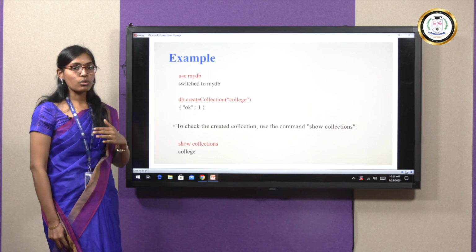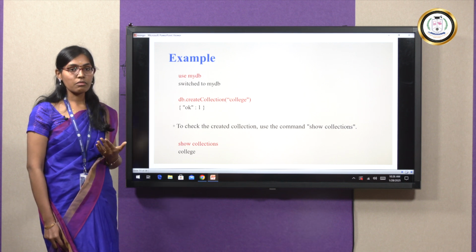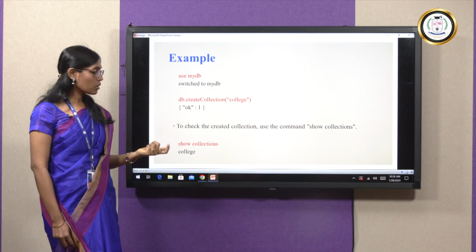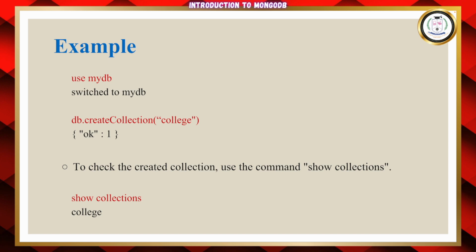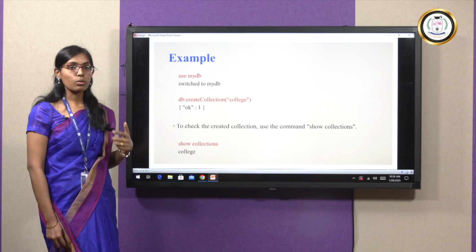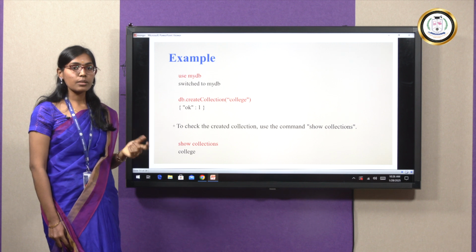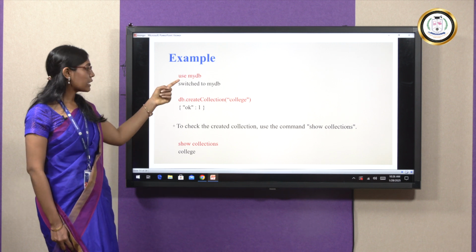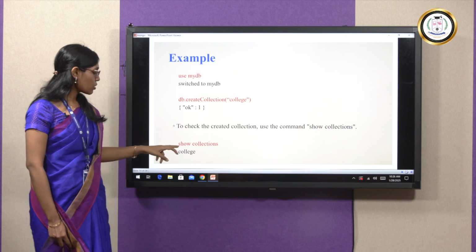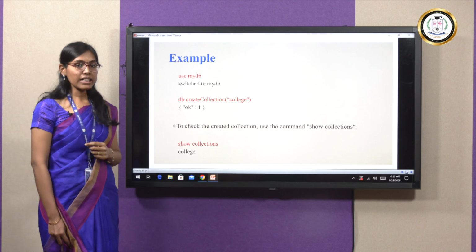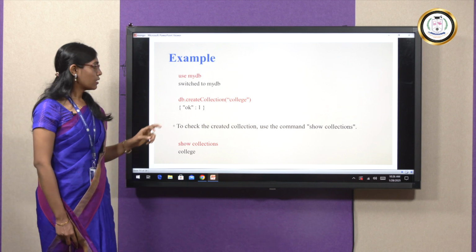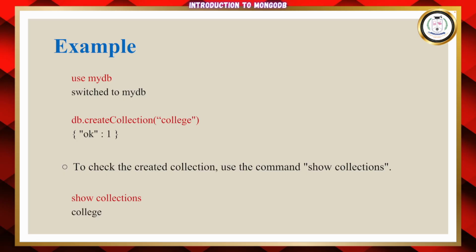And if you want to check what collections you have created, there is a command called show collections. This show collections will list the collections you created previously, or all the collections available inside your single database called MyDB. So college, as your collection, will be displayed here. So this is an example for creating a collection.